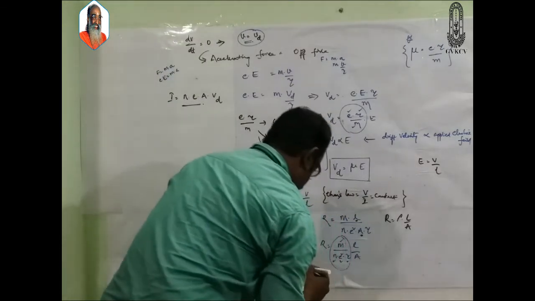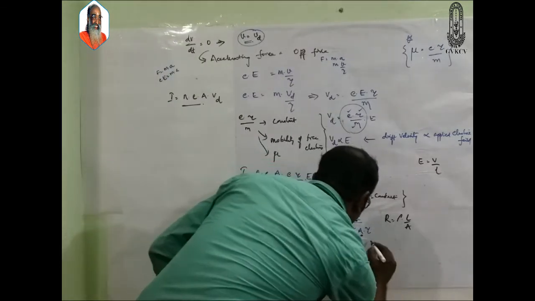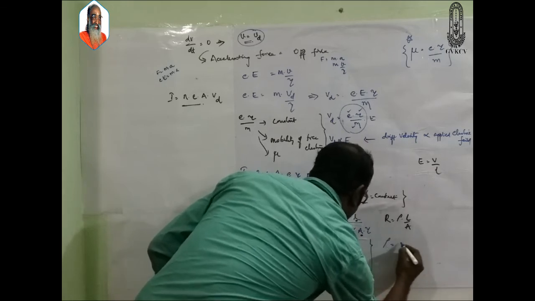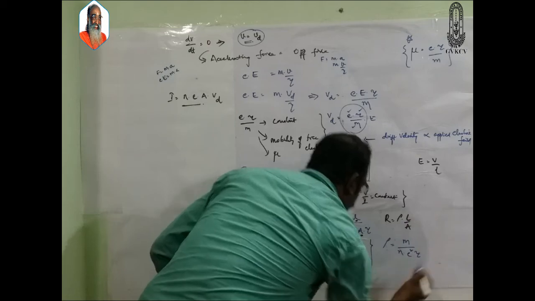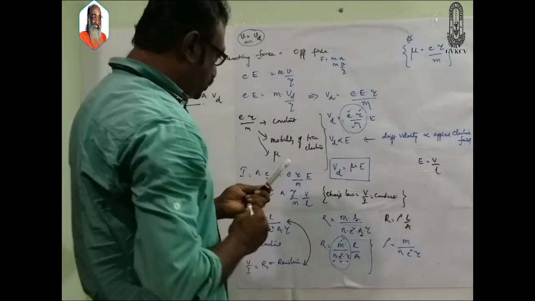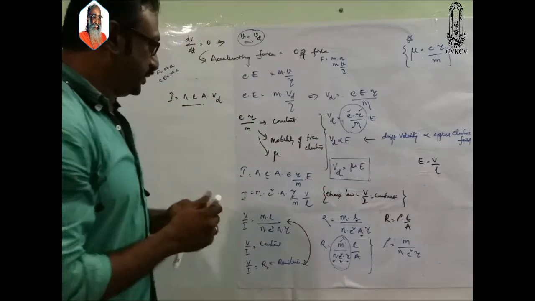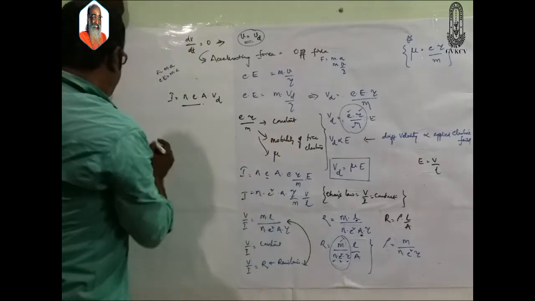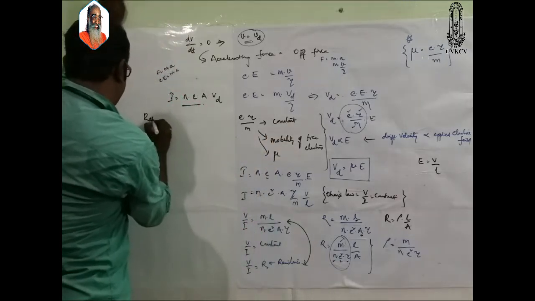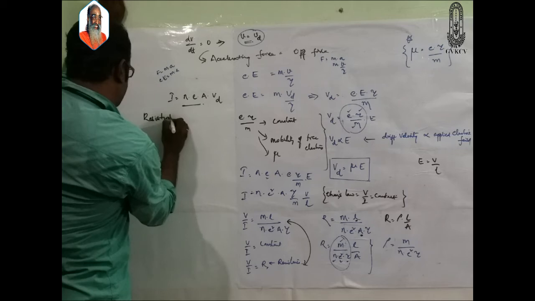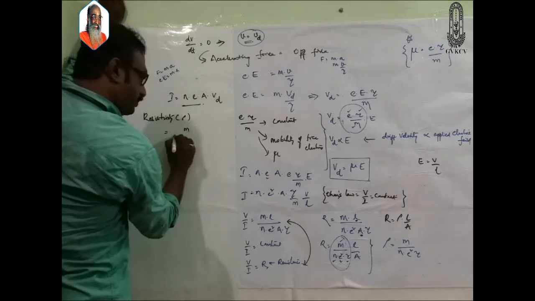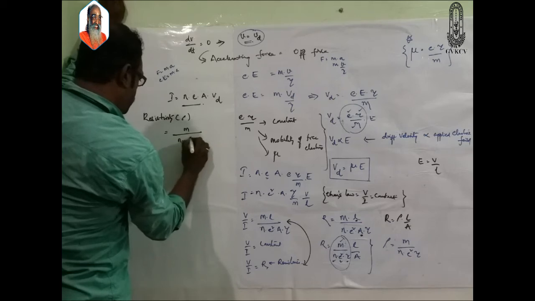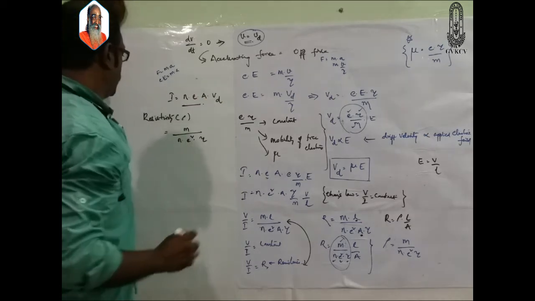rho is equal to m by n e square tau. So this rho is the resistivity. So now we got the resistivity, rho, as m by n e square tau.